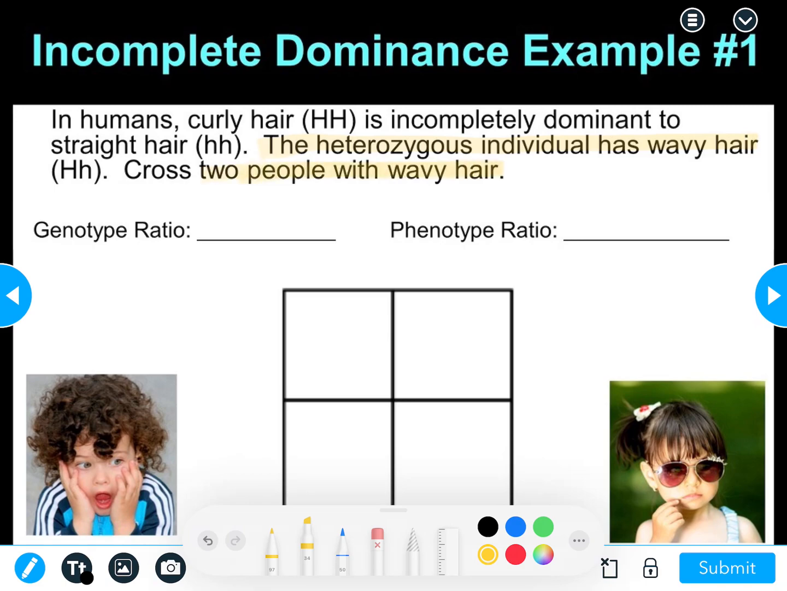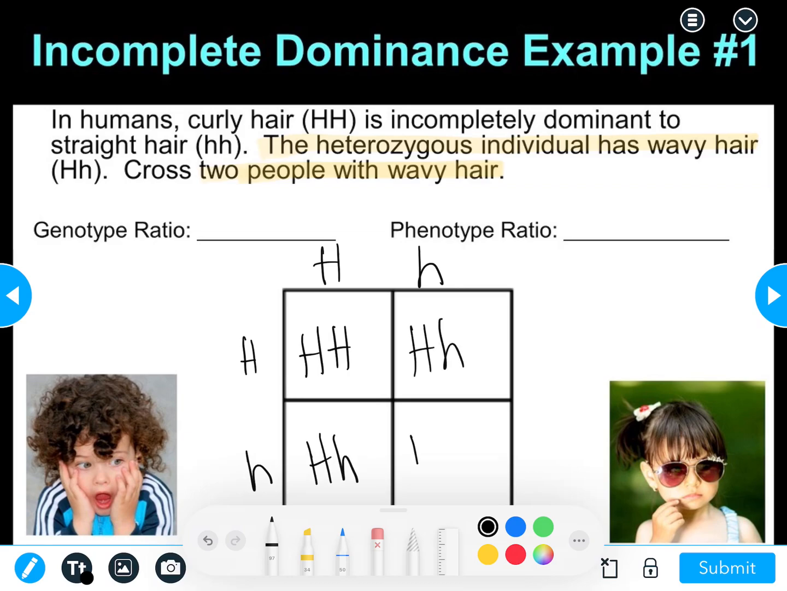So we know that we are crossing big H, little h, times big H, little h. All right, when we cross these, we get big H, big H, big H, little h, big H, little h, and then little h, little h. So when we look at these, we see that we have the genotype ratio of 1 to 2 to 1, which means 25% homozygous dominant, 50% heterozygous, and 25% homozygous recessive.